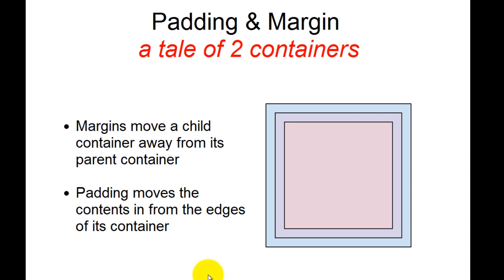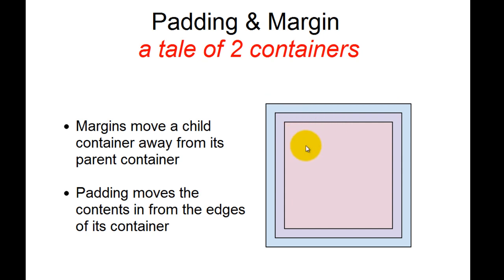So, padding and margin. Margins move the child container away from its parent container. So if this is the child container, a margin moves the child container away from the edges of its parent container. And so if you apply a margin to the child, it moves it away from the parent. Conversely, padding moves the contents away from the edges of its container. So again, if you apply padding to the child container, it moves the contents inward, or away from its edges.